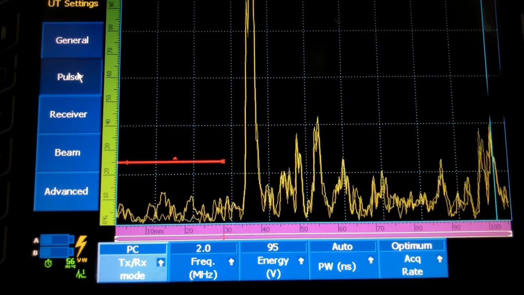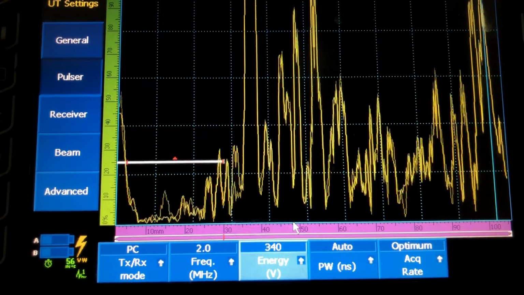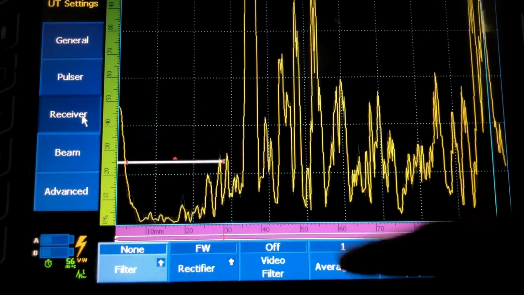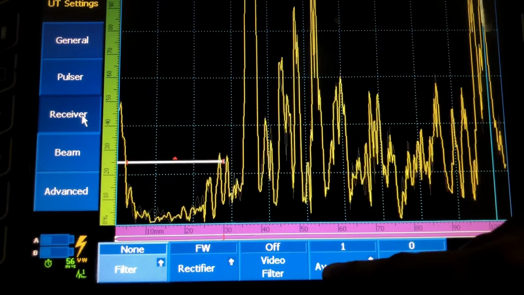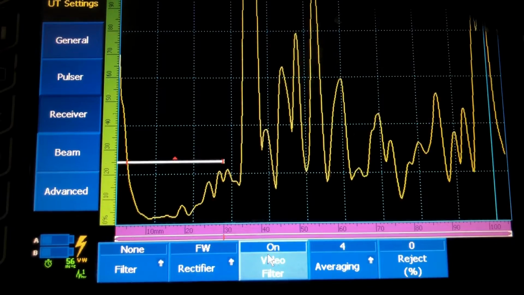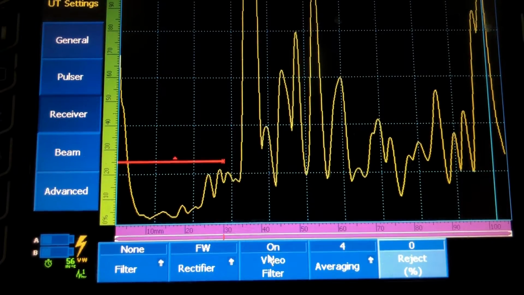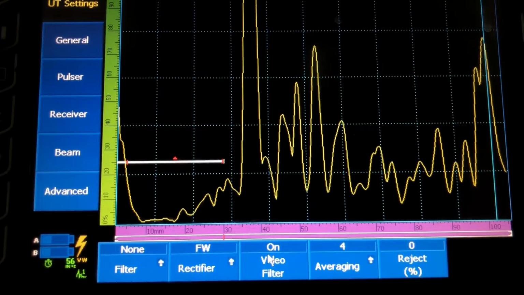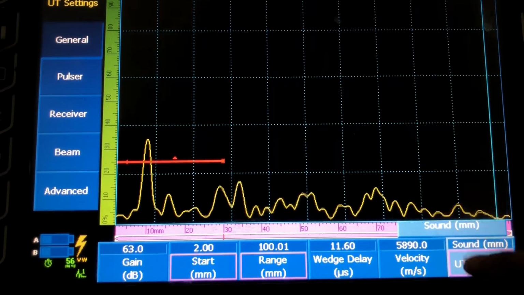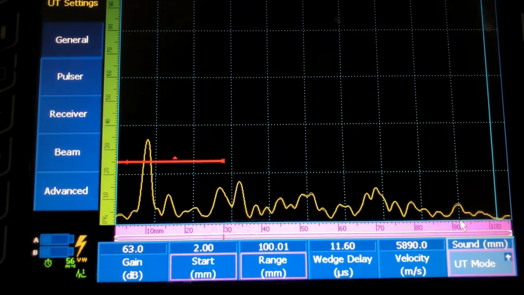We have to reduce the noise. Here we have to use high energy so that the noise can be reduced, and by adding a little averaging, the electronic noise can be reduced. And I have applied smoothing so that the signal is almost stable now. Then let's reduce some dB to get the signal on the screen. Here we are only monitoring the sound path. We are not going to measure the depth or do any quantitative analysis.